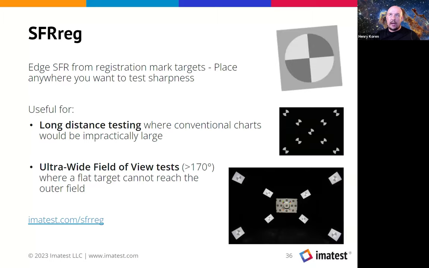SFR reg is just a handy target you can place anywhere you want to measure. You saw that in our wide field of view fixture, and the collimator target projectors use this. It's a set of slanted edges, and you can print out one of these and put it at a really long range, and you could do long range testing with that as well. You don't actually need a collimator; it's nice if you want to control things.